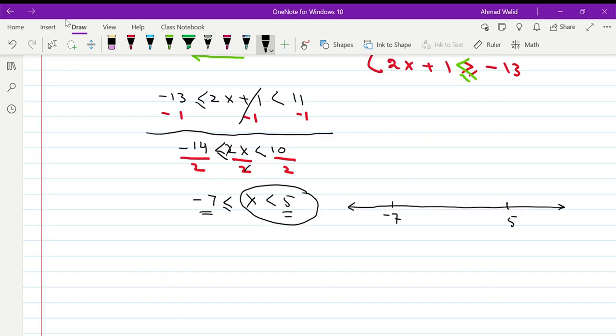X less than 5. For less than, you are using a parenthesis and you are going to the left. All the way to where? To negative infinity.